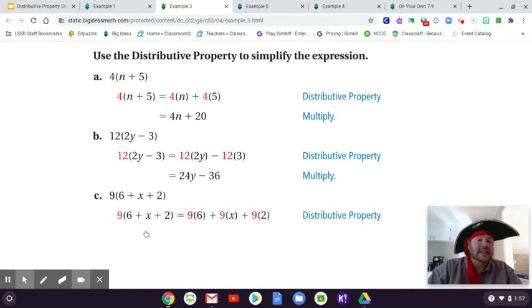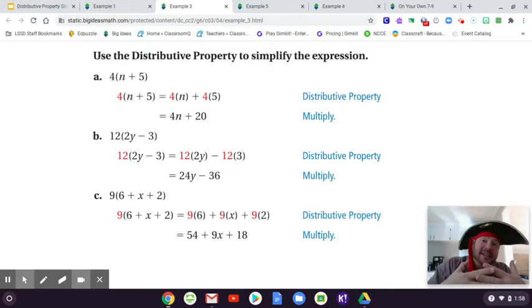All right, so hopefully you did 9 times 6, and 9 times x, and 9 times 2. Okay, so far so good, hopefully. If you have questions, stop by, and we'll help you on demand, or send us an email. So 9 times 6 is 54, 9 times x is 9x, and 9 times 2 is 18. But we're not done, because the 54 and the 18, both constants, can be combined together.